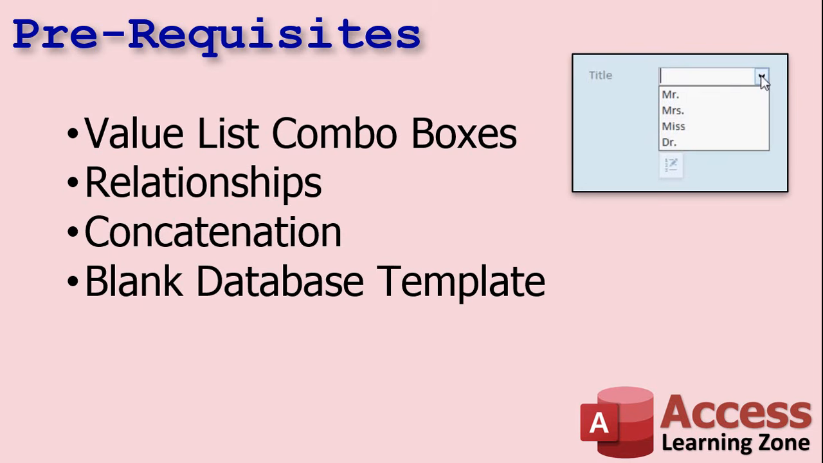Then I want you to go watch the relationships video. It's very important that you understand the relationships between two tables, using a customer ID, for example, before we continue with this video. I also want you to go watch the concatenation video. That's where you put together two strings. We're going to put together first name and last name so they appear together in the combo box.